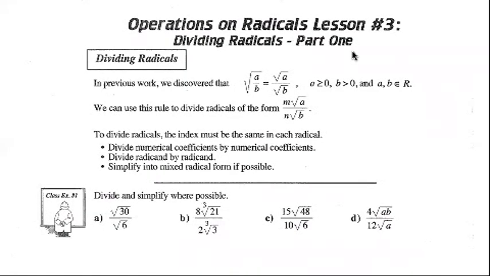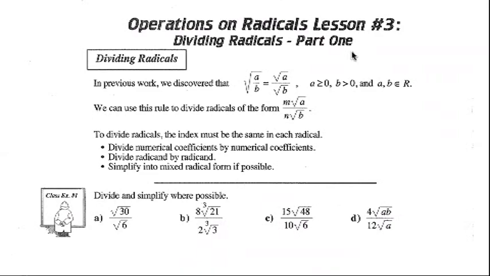Okay, welcome back. Operations on radicals, lesson 3, dividing radicals, part 1. This section is divided into two parts because there's a fair amount to cover and two different processes. Just as a quick point, because we ended last video talking about multiplying by the conjugate of binomial radicals.